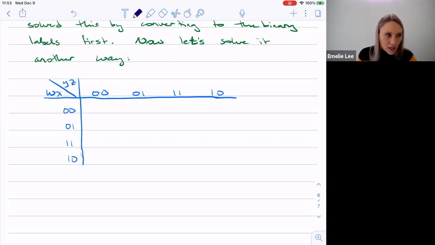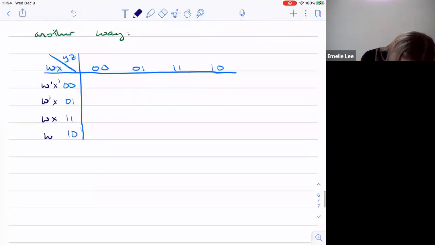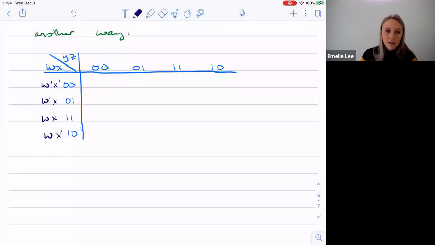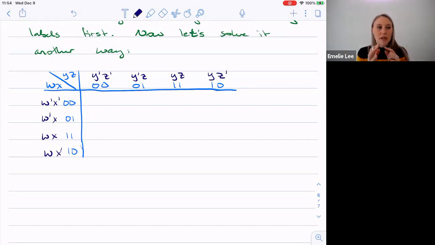Okay, so I am going to write these out in terms of the literals. So W prime X prime, W prime X, W X, and W X prime. I want to make sure that I always loop back to here. So I have 2 where X is on in the middle, and then 2 where X is off on the outskirts. So far, so good. Y prime Z prime, Y prime Z, Y Z, Y Z prime. And again, I want to make sure that I loop around.